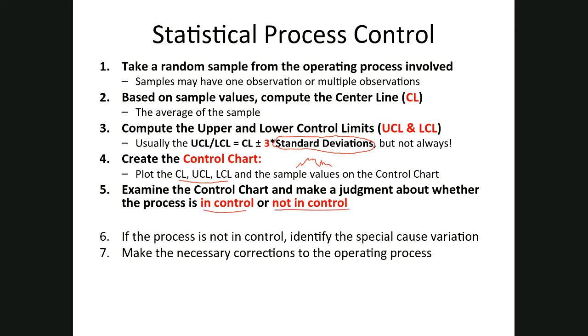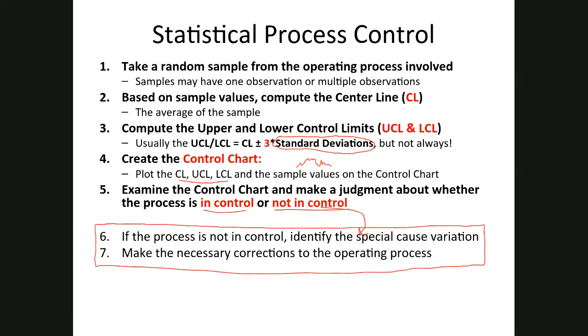And if the process is not in control, then if we were in an actual situation, we would take these following 2 steps. We would work to identify the special cause variation that caused the process to be out of control, and would make the necessary corrections or management changes to the operating process to bring it back into control.